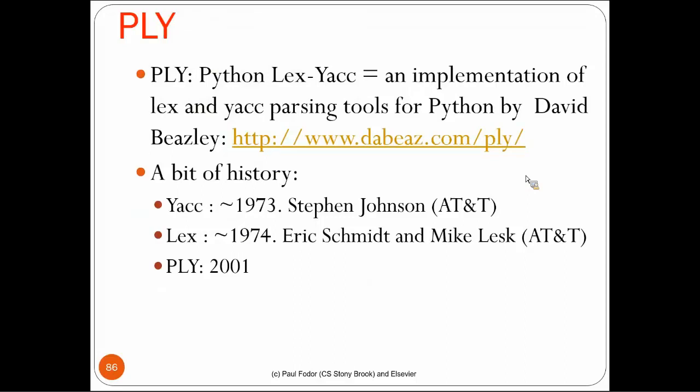Python is one of the most modern programming languages, and it has implementations for Lex and Yacc. Lex and Yacc are quite old tools, from the 1970s. PLY started in 2001, and it's probably the most popular parser generator for Python.